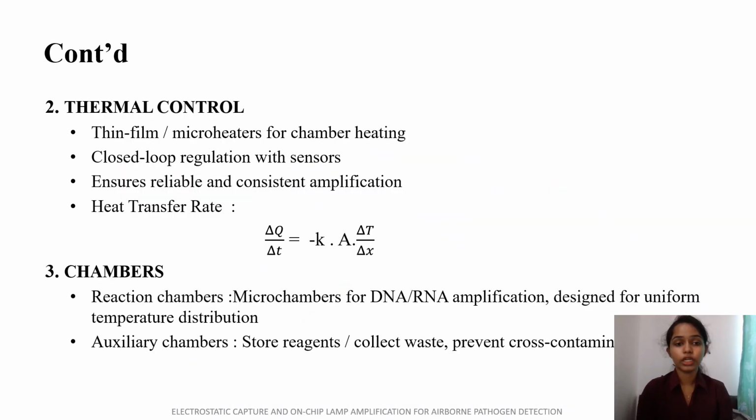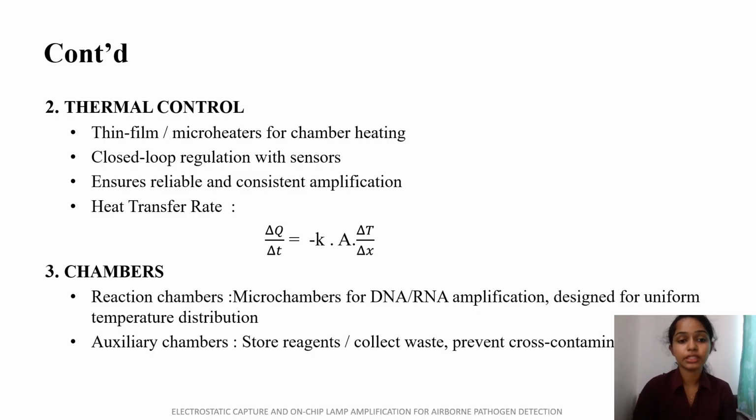Next is thermal control, using a thin film or a micro heater for chamber heating. Closed-loop regulation with sensors ensures reliable and consistent amplification. The heat transfer rate equation is ΔQ/Δt = -K × A × ΔT/Δx. Here K is the thermal conductivity of the material, A is the surface area through which heat is transferred, ΔT is the temperature difference, and Δx is the thickness of the material. The negative sign indicates that the heat flows from hot to cold regions.